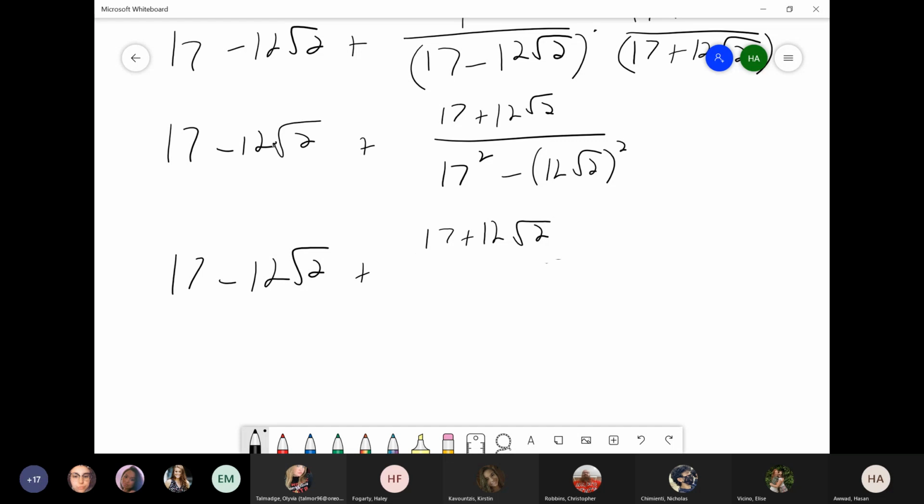And now it becomes pretty clear to see that this term cancels with this term. You're just left with 17 plus 17, which gives you 34.